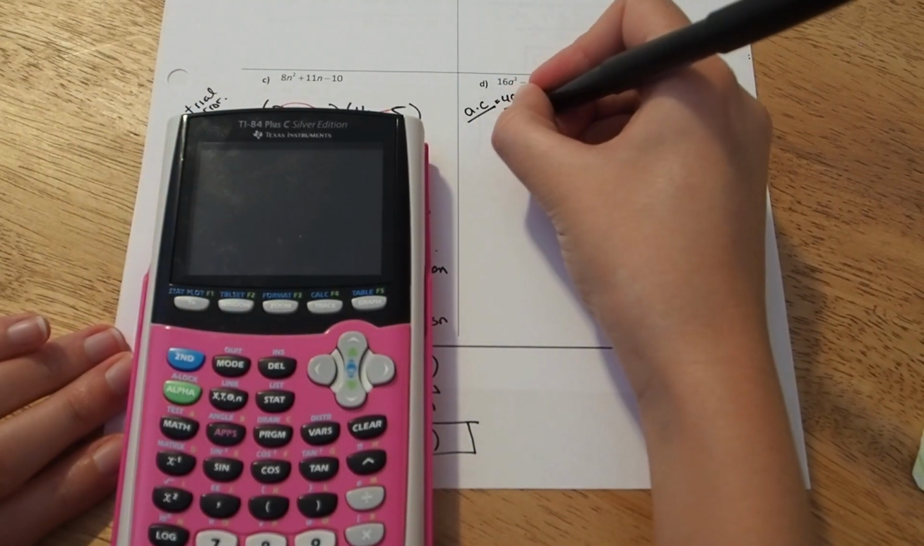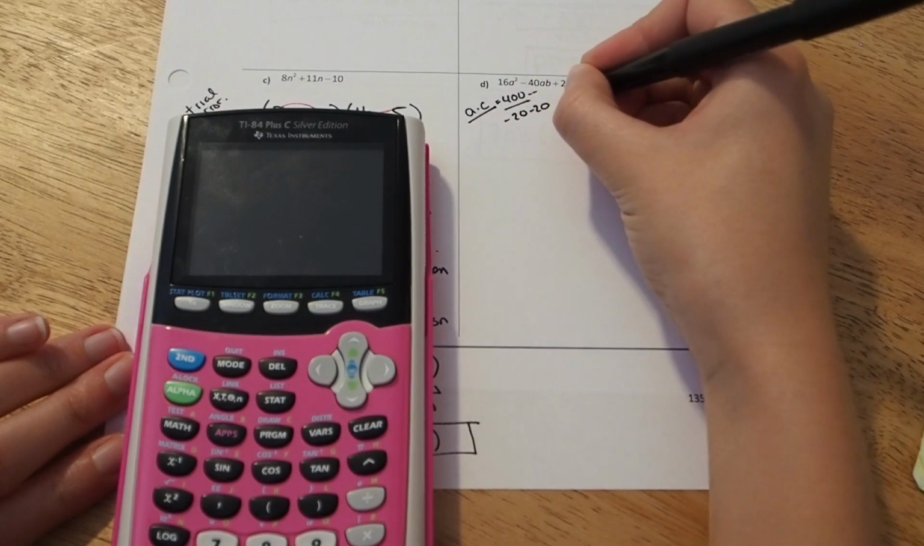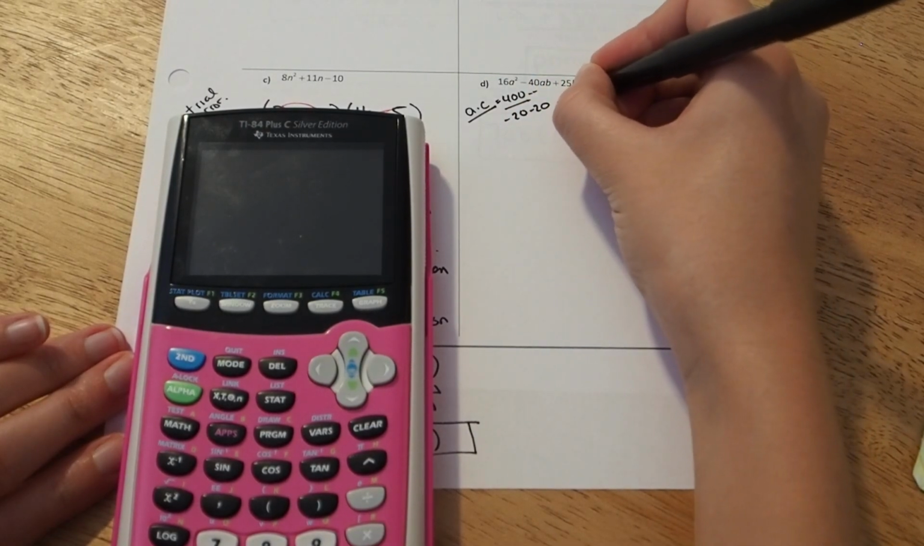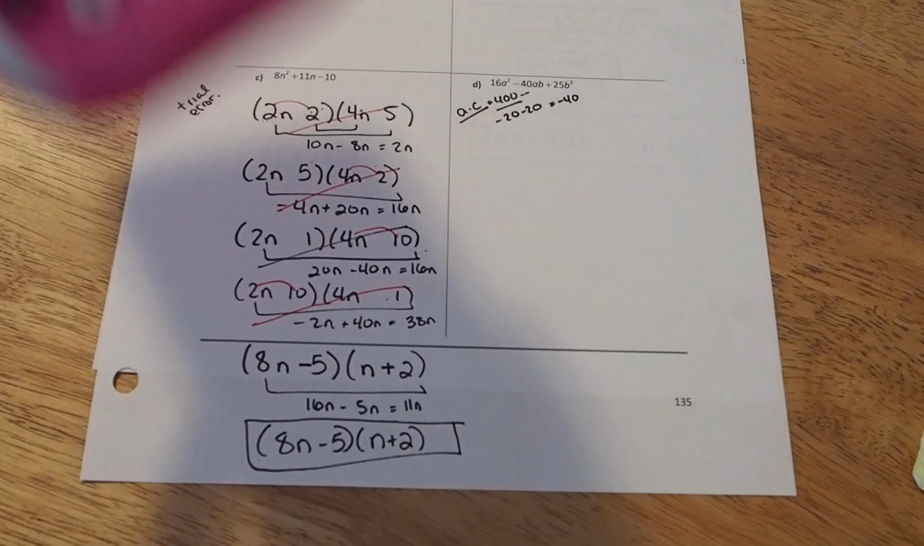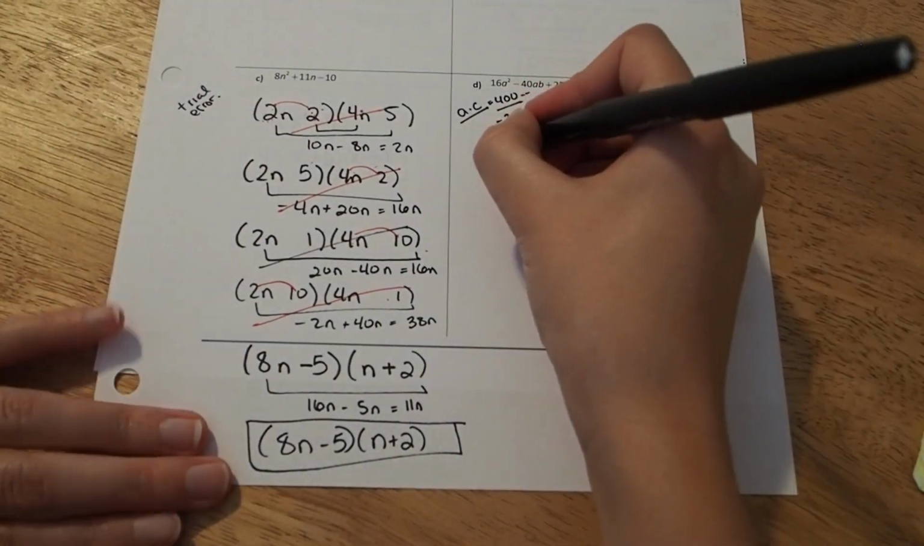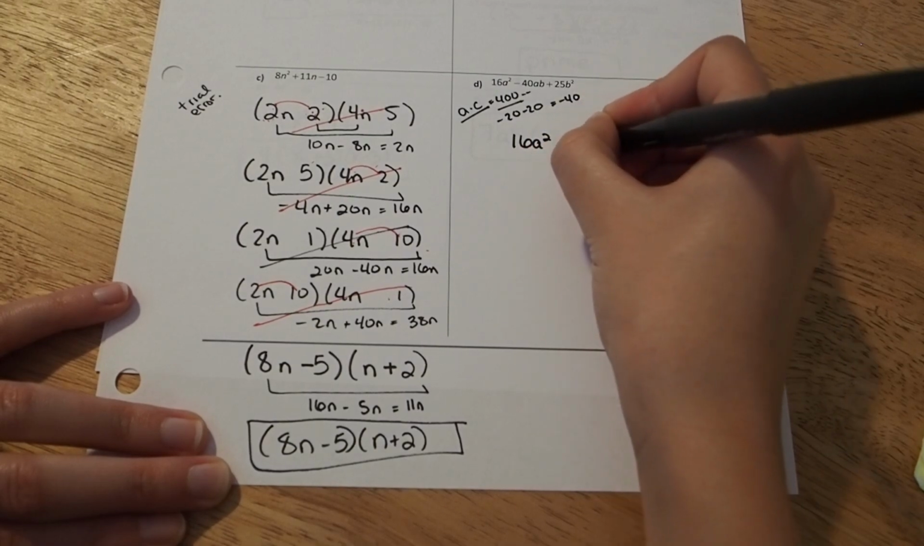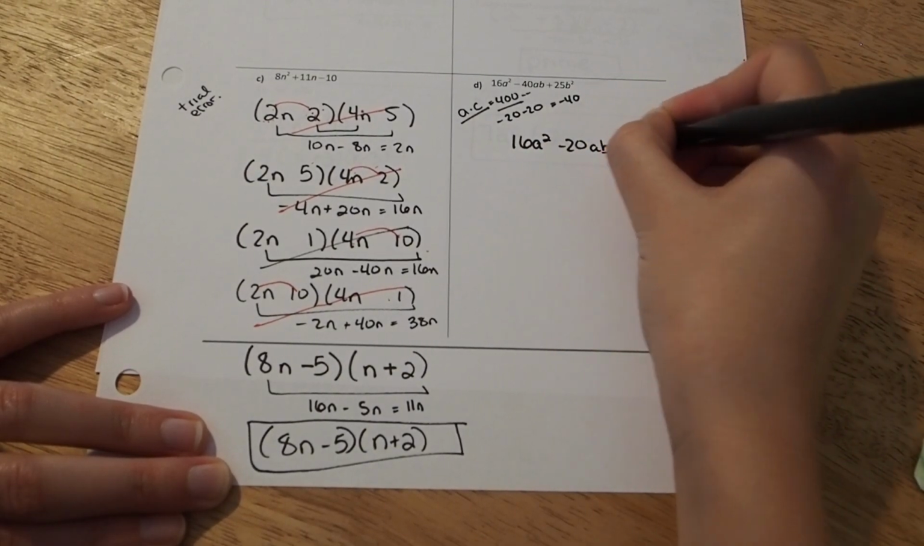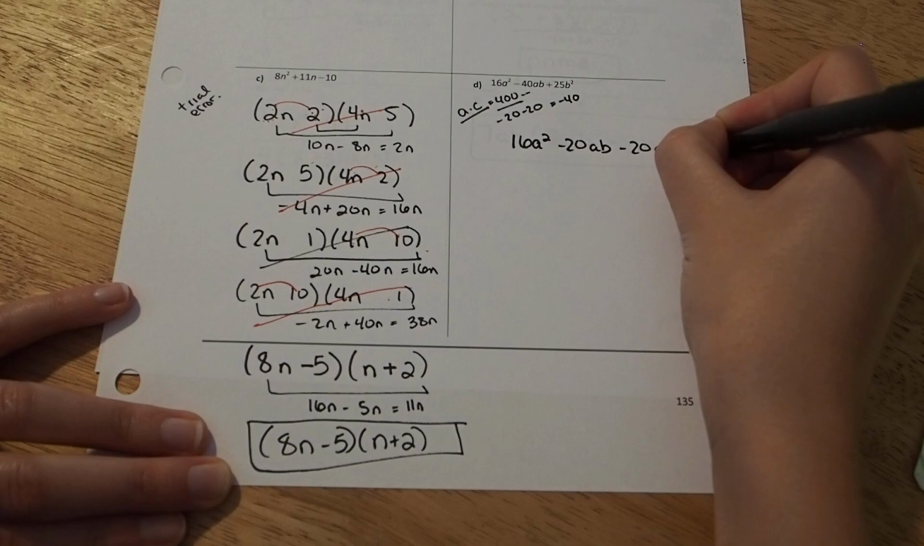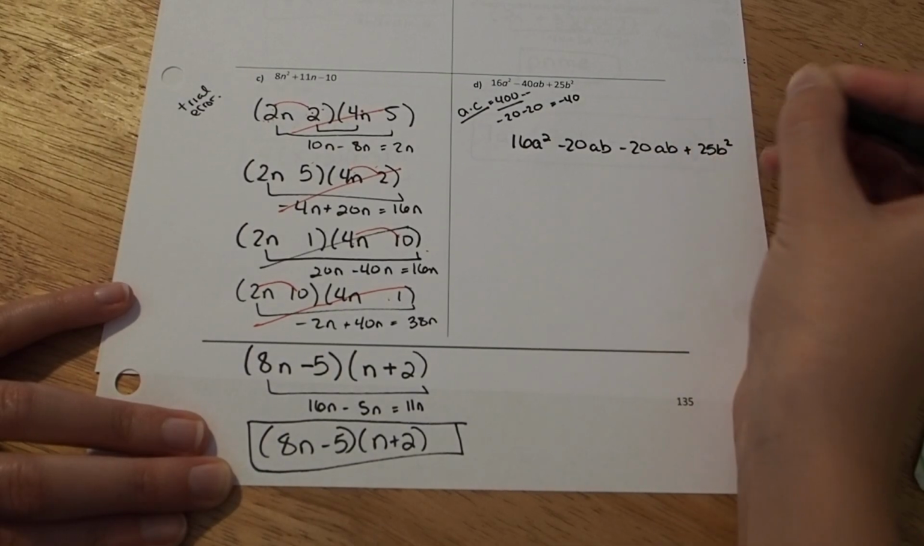This one pops right into my head because I know that 20 times 20 is 400. That's going to give me negative 40. So I can get that one factored using negative 20, negative 20. So I'm going to have 16a squared minus 20ab minus 20ab plus 25b squared.